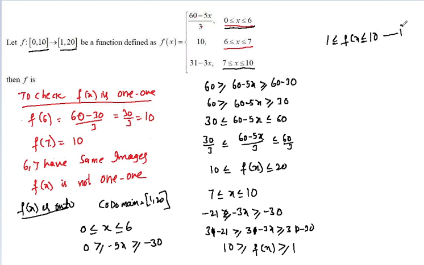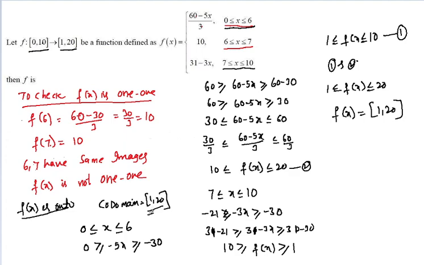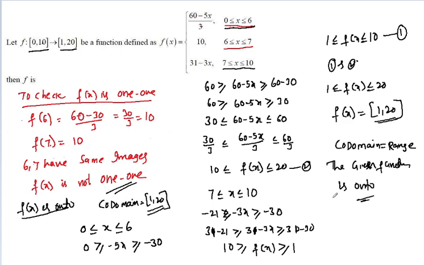So this is the first relation and this is the second relation. From these two, 1 and 2, 1 less than or equal to f of x less than or equal to 20. That means the range of the given function f of x is 1 comma 20. Here the codomain is given as 1 comma 20 and the range is 1 comma 20. Therefore codomain is equal to range. So the given function is an onto function, but it is not one-one and it is onto.